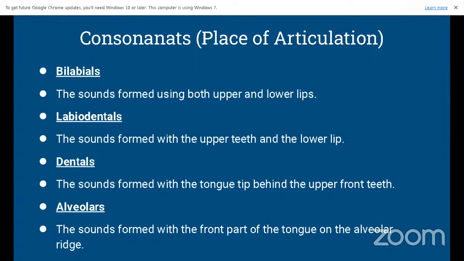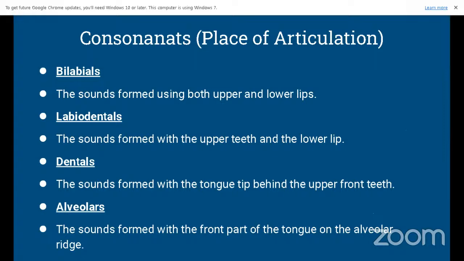When I said dental? Teeth. Very good. Dentals are produced by the tip of the tongue against the upper teeth. Teeth are involved in producing this kind of sound. For example, th, as in the. If you notice, the tip of the tongue is touching the upper teeth for producing these sounds.